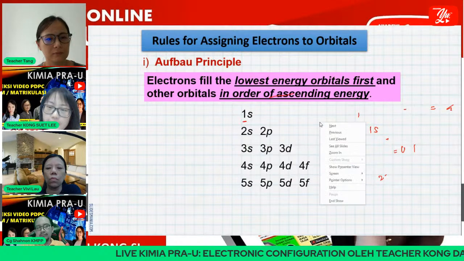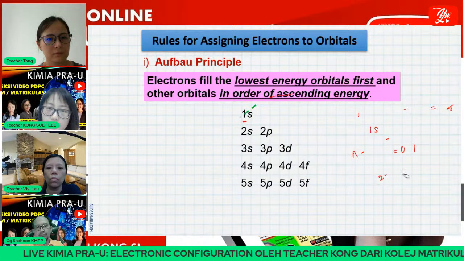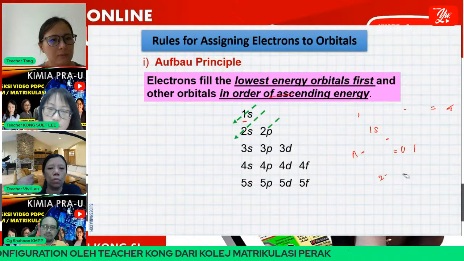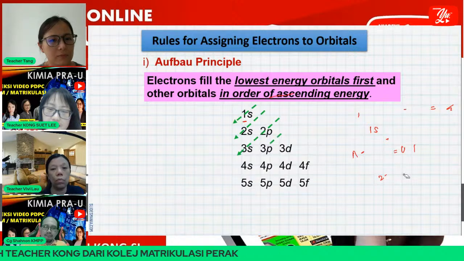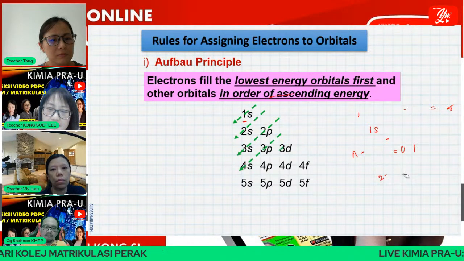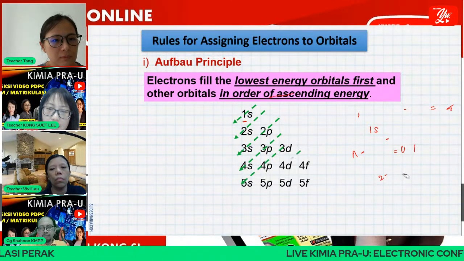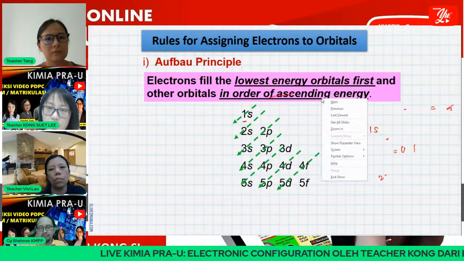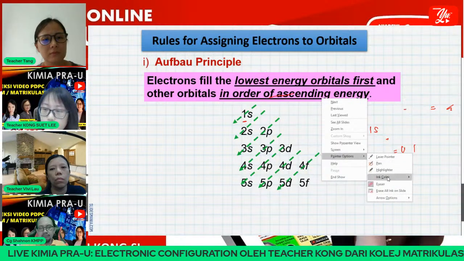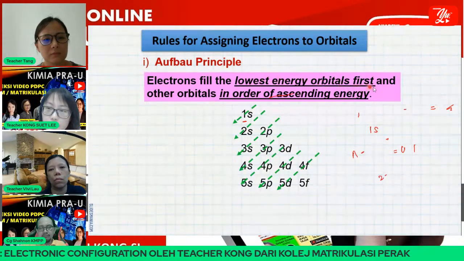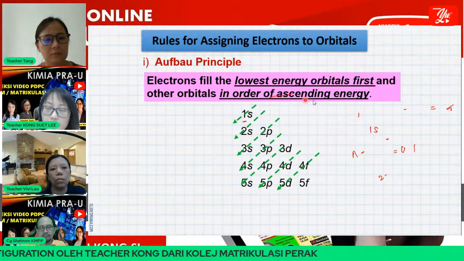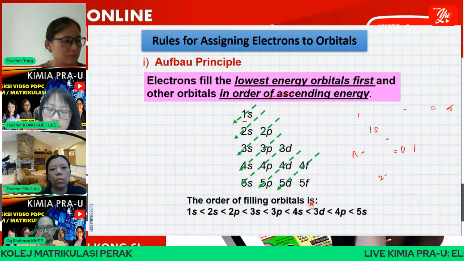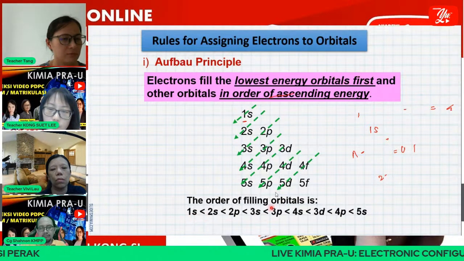Okay, so next. We start with 1s, 2s, 2p, 3s, 3p, 4s, 3d, 4p, 5s, and so on. So we have to follow the sequence. Electrons fill in the lowest energy orbital first and other orbitals in order of ascending energy. So the order of filling orbitals starts from 1s and then follows this sequence.